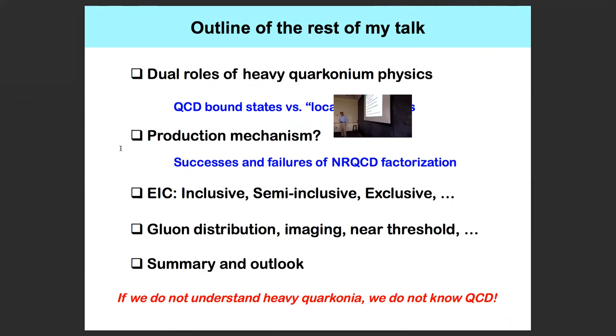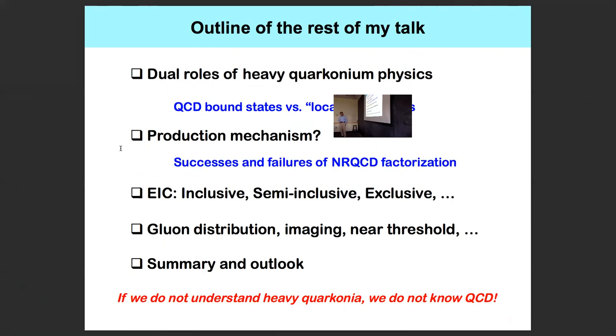But for this particular workshop, I'm not going to talk much about bound states or spectroscopy, rather concentrate on the second part. Then, immediately, to address production: how successful, or how much of a failure, is NRQCD factorization? That's what I'll mention, because those are the formulas that have been most successful.